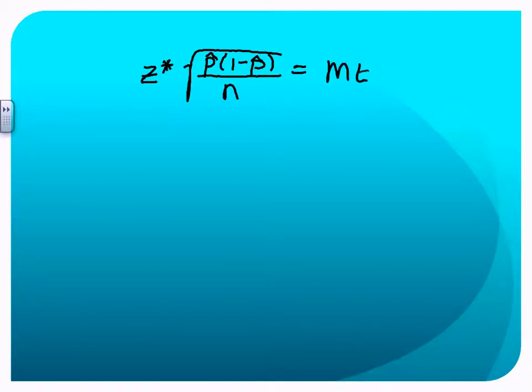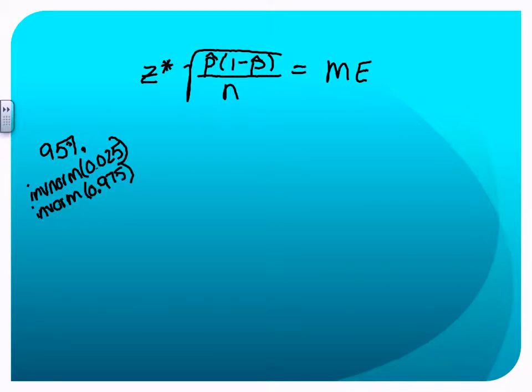Okay. So what we need to do is work backwards through our margin of error formula. Okay. So my critical value for a 95% confidence interval, you can just do inverse norm 0.025, okay, and you would ignore the negative, or inverse norm 0.975, okay, which would give you 1.96, a very common critical value, because 95% is probably the most common confidence interval.